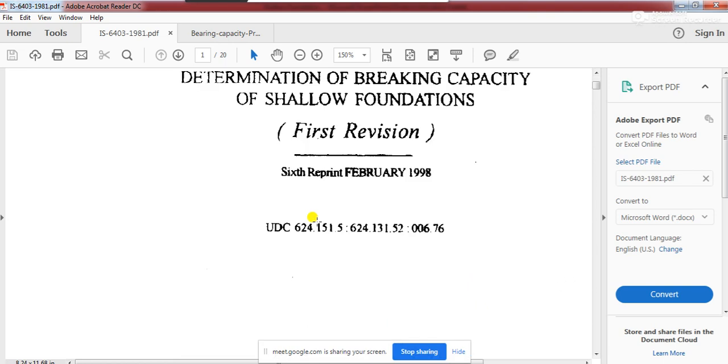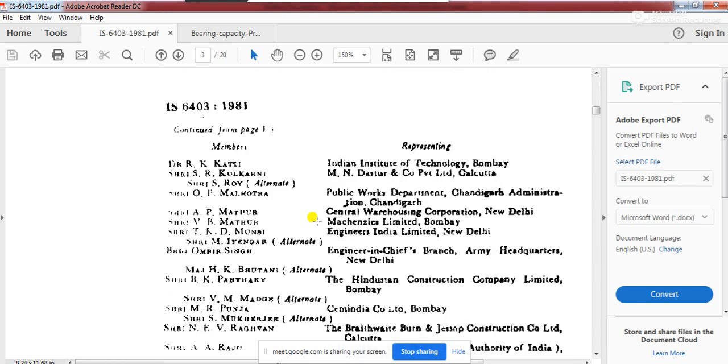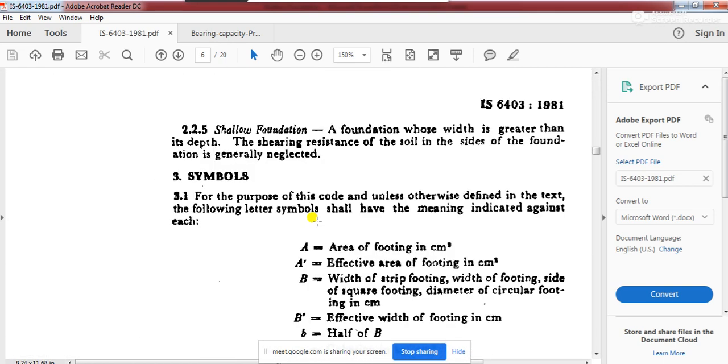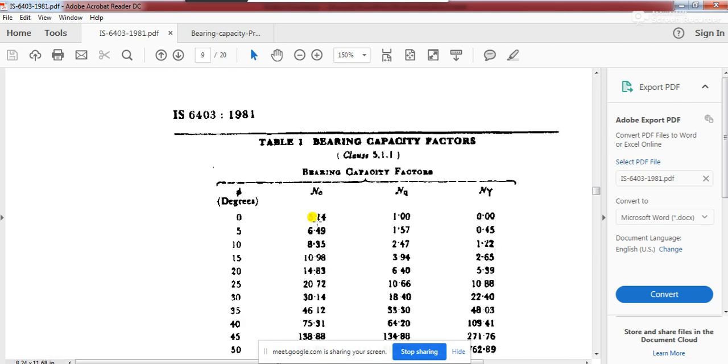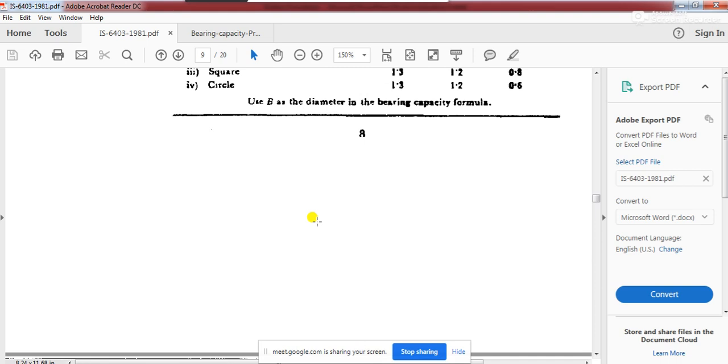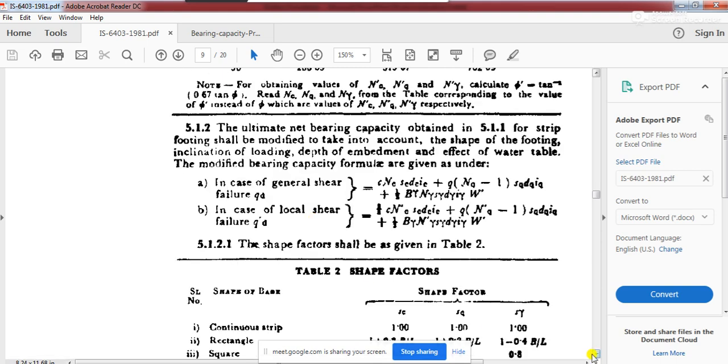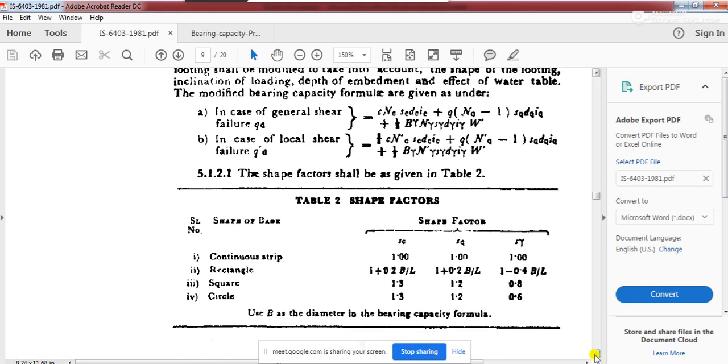Since it is a circular footing, you will have to use shape factors. So what are the shape factors for a circular footing? According to the code, for Sc it is 1.3, for Sq it is 1.2, and for S gamma it is 0.6. These factors you will have to use in the problem.